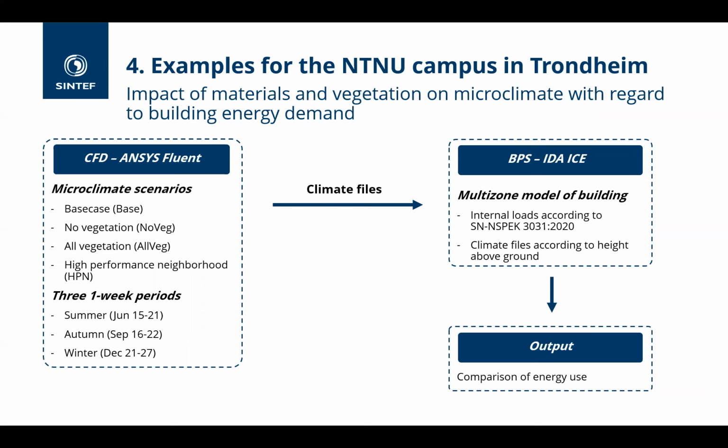And the cases that we looked at were the case as it is now; the case where we delete all vegetation, meaning all the trees and all the grass surfaces from the whole area, all 17 square kilometers; the case where we do exactly the opposite, deleting all the roads and substituting them with grass areas; and also this high performance neighborhood, which is basically insulating all the buildings in the area to more or less passive house standards to reduce the energy losses from heating during winter, which also has an effect on the microclimate.